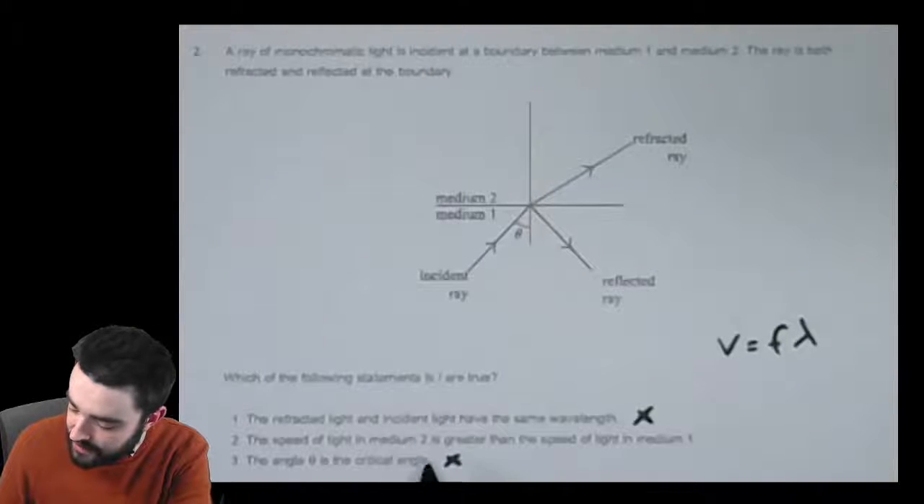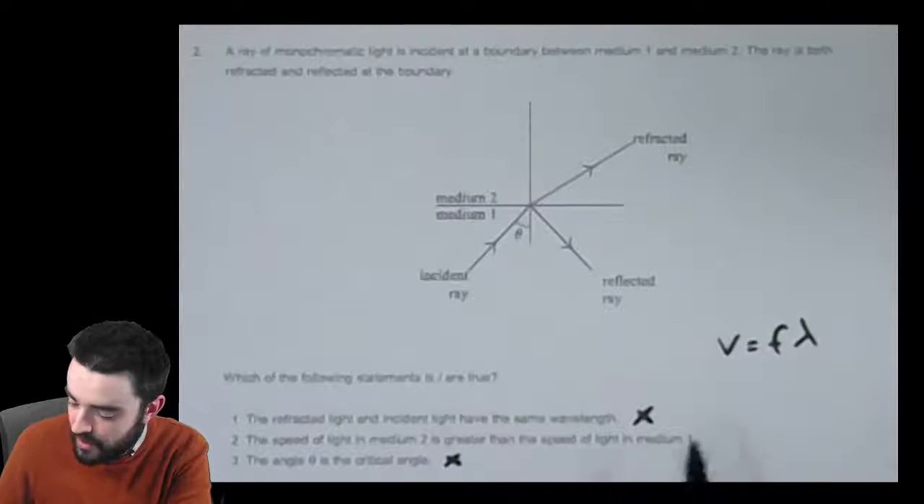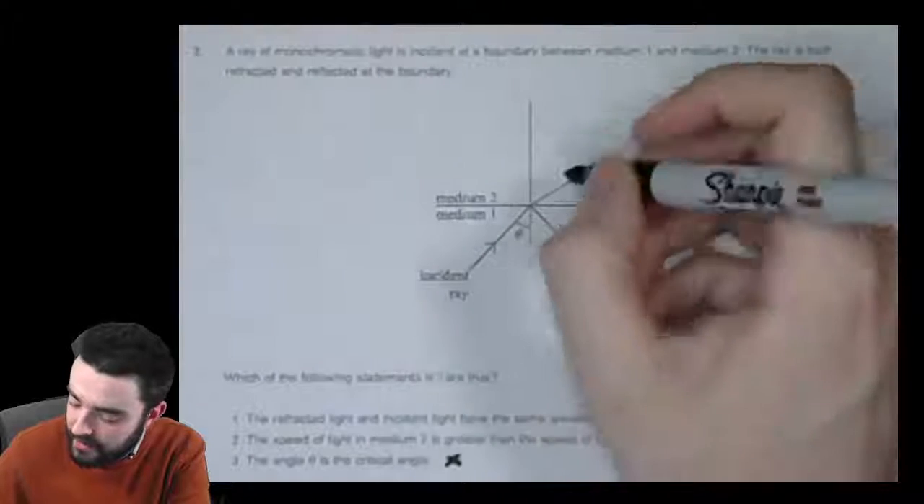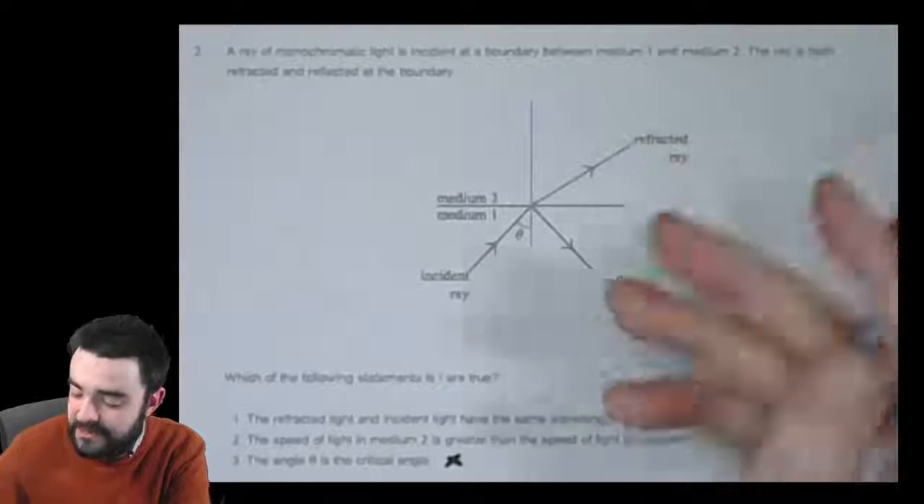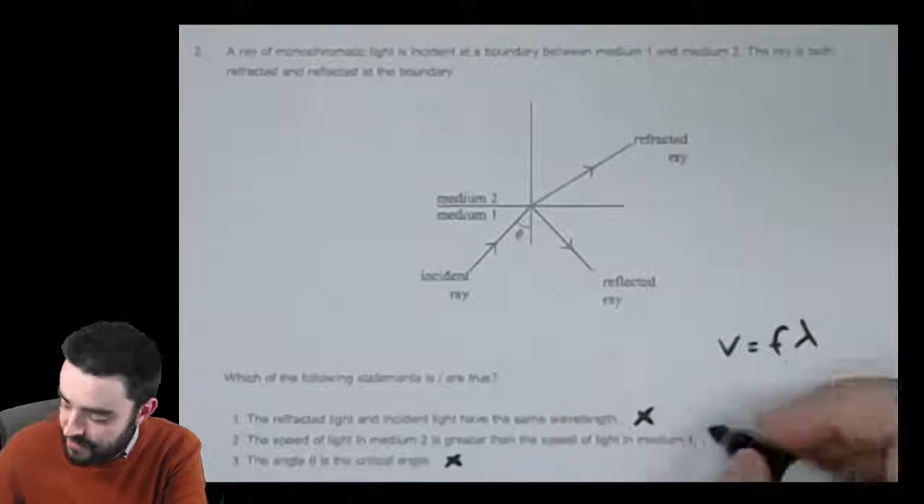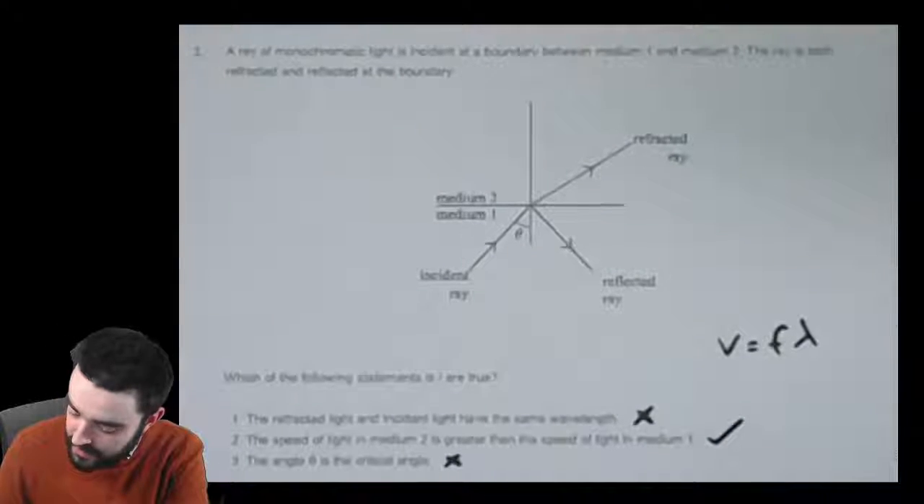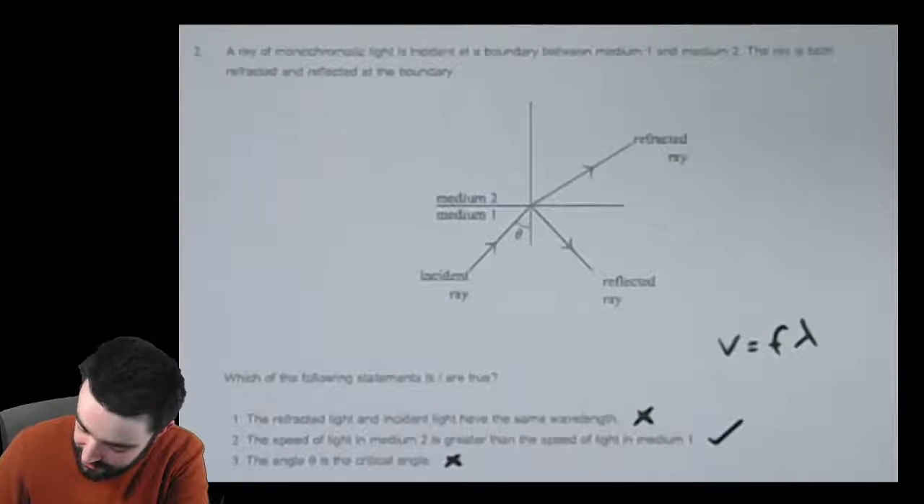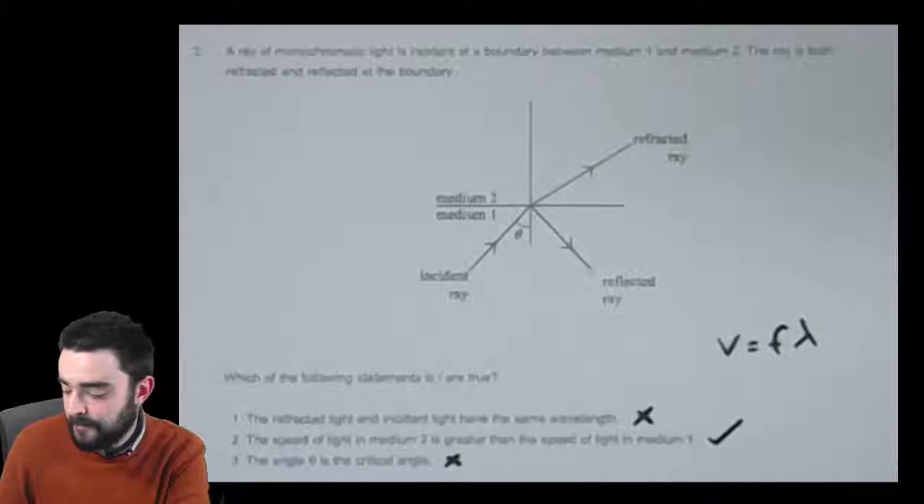The speed of light in medium 2 is greater than the speed of light in medium 1. Well, we can tell that this is true because the beam of light is bending away from the normal. So that one is correct. So that means that only 2 is correct. So the answer is D.